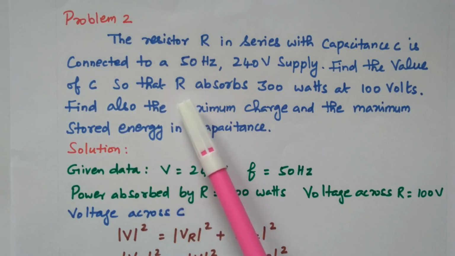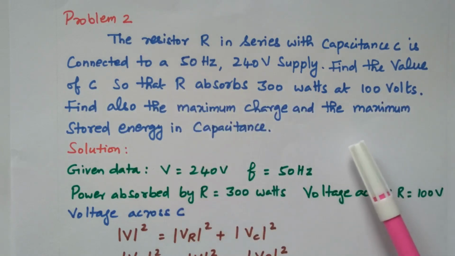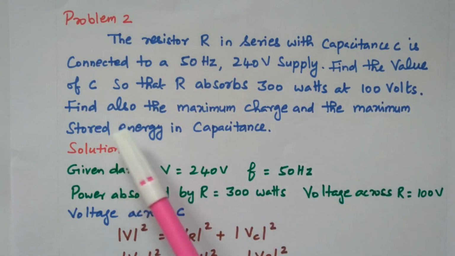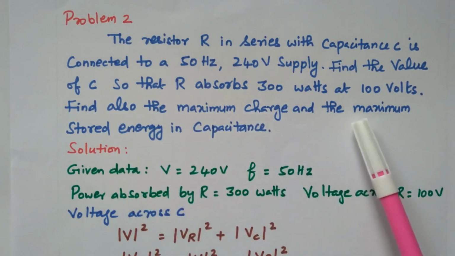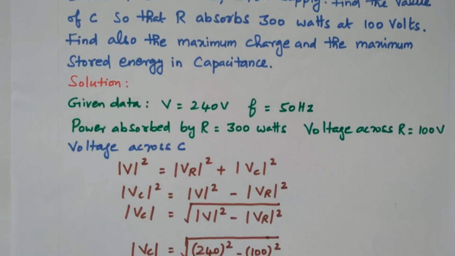The other values are given: the resistor is absorbing 300 watts at 100 volts. We also need to find the maximum charge as well as the maximum stored energy in the capacitor. So the data available is V equal to 240 volts, frequency is 50 Hz, and the power absorbed by the resistor is 300 watts at a voltage of 100 volts. First we will find the parameters one by one.